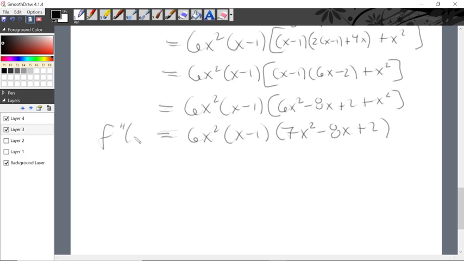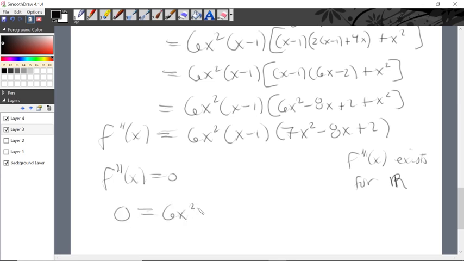Okay, so here's our f double prime of x. Now f double prime of x exists for all real numbers, so we don't have to check for where it doesn't exist. No need to check where it doesn't exist, but we do need to check where f double prime of x is equal to 0. So we said 0 equals 6x squared times x minus 1 times 7x squared minus 8x plus 2.